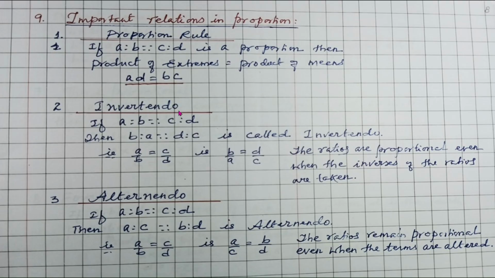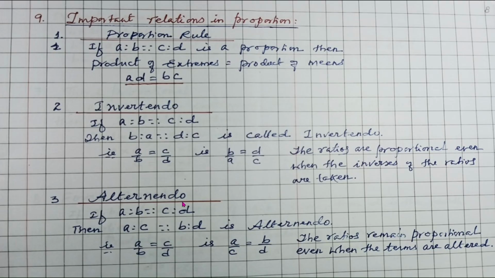In invertendo, the meaning of invertendo is if A is to B is proportional to C is to D, it is the same as B is to A, that means interchanging the position of A and B, it is B is to A, interchanging the position of C and D, that is D is to C. Therefore this is called invertendo. That means the ratios are proportional even when the inverses of the ratios are taken. If I take A upon B, the inverse of this becomes B upon A. If I take C upon D, the inverse of that is D upon C. The cross products are the same, and therefore it is called invertendo, a very important relation in proportion.